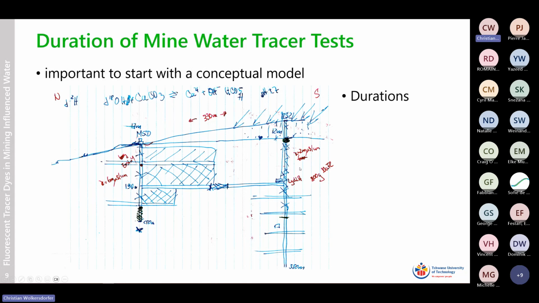So the duration of mine water tracer tests really depends on the mine layout. Mines can be very different. The shafts can be only 200 meters away from each other, but the shafts can also be 20 kilometers away from each other. So the duration of the mine water tests can be from 8 hours, 1 day. And the longest one we conducted was this Finnish mine, where the mine water tracer test took us 3.5 years.